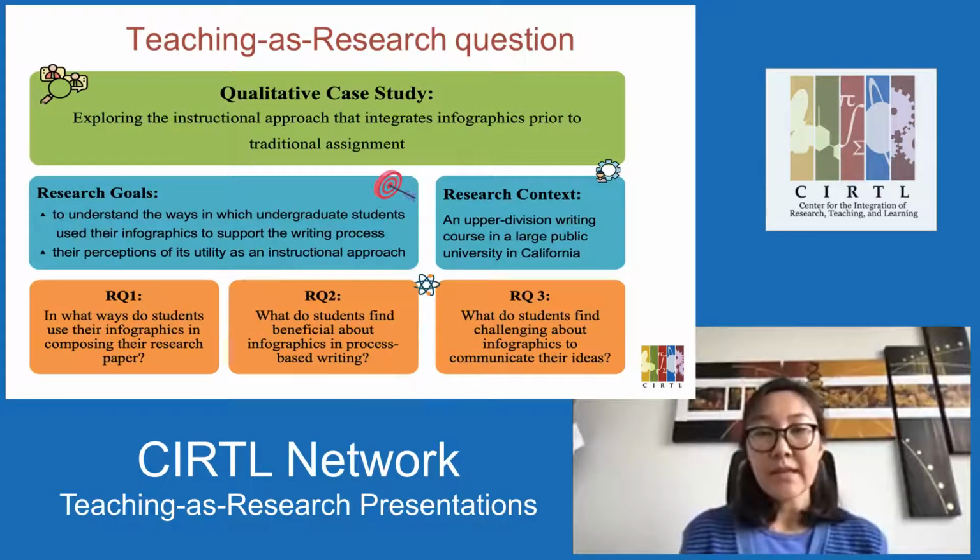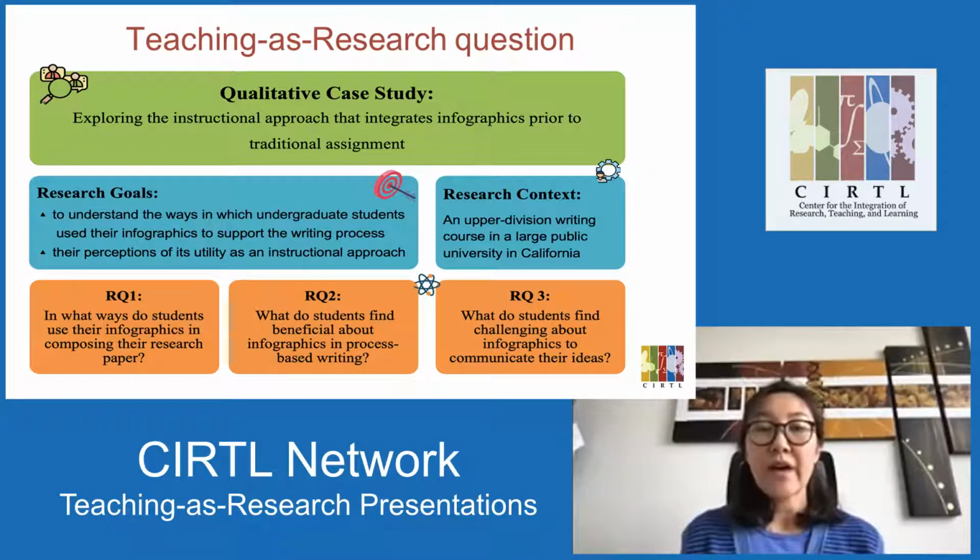In this study, what I am exploring is this instructional approach of integrating infographics as an authentic genre to scaffold undergraduate students' writing development. The way the infographic is integrated in this process-based writing is prior to the traditional assignment. And my research goals are to understand the ways in which undergraduate students used their created infographics to support the writing process.